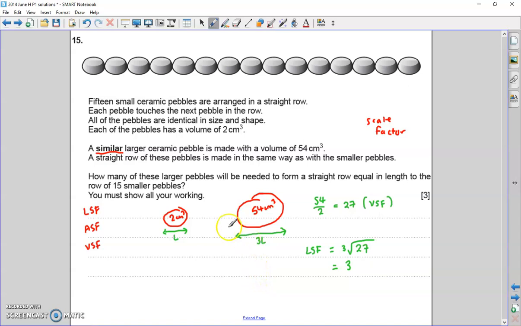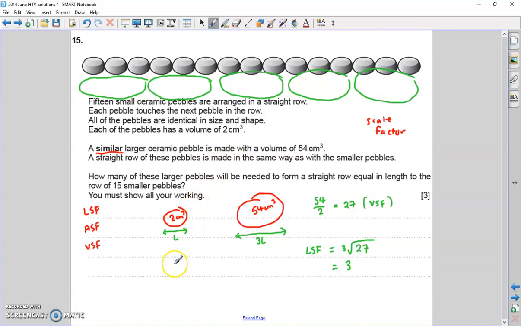If they're 3 times longer, then I only need one large pebble for every small pebble. Which means if it took 15 small ones, it will only need 5 big ones because they are 3 times longer. So it will need 5 large pebbles to go the same distance.